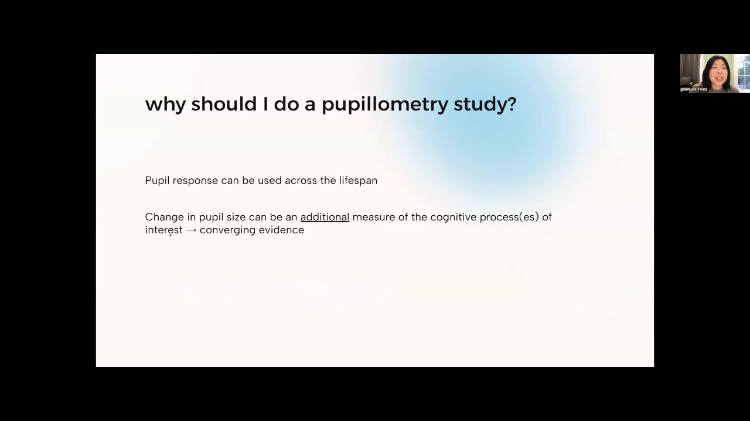We think looking at change in pupil size can also be an additional measure of the cognitive processes that you might be interested in. So this could provide additional or converging evidence for your predictions or hypotheses. For example, I've been using pupil dilation to look at conflict processing, but there are also, of course, neural regions that might also measure conflict processing. If we do studies where we look at both pupillometry and fNIRS, for example, and see a similar response, this would provide us with more confidence that maybe we are measuring what we think we are.